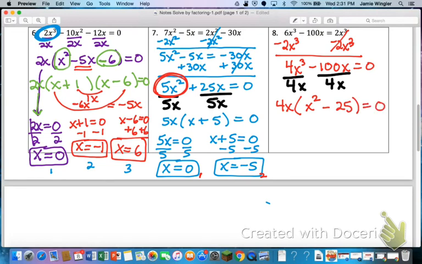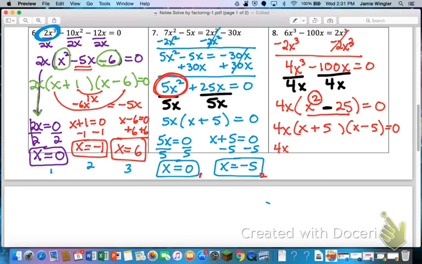Now remember, my highest power is a 3, so I need to get 3 answers. Even though this right here only has 2 terms, it is a quadratic because it has an x squared. So we need to factor this using our rules for a difference of 2 perfect squares. There's a minus, so they're having their good times and bad times. We can split them up into x plus 5 and x minus 5.